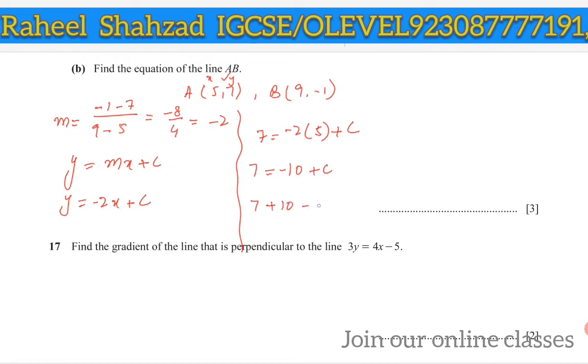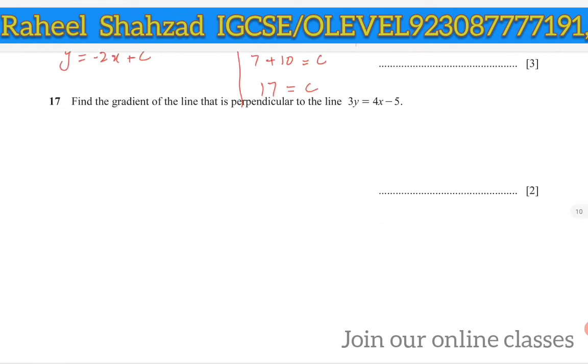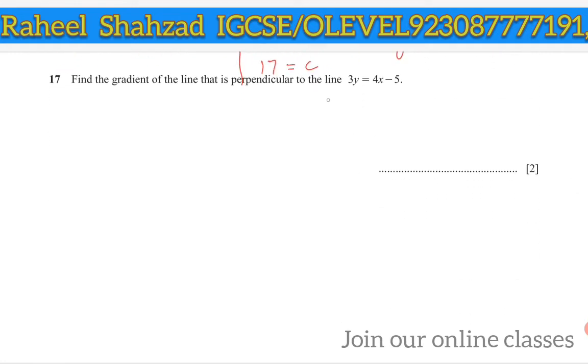7 plus 10 is equal to C, it is 17. So C is 17. So the equation is y equals minus 2x plus 17. Got it? Next is find the gradient of the line that is perpendicular to the line.